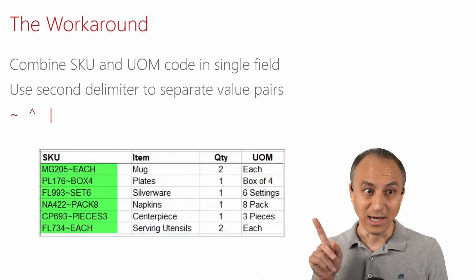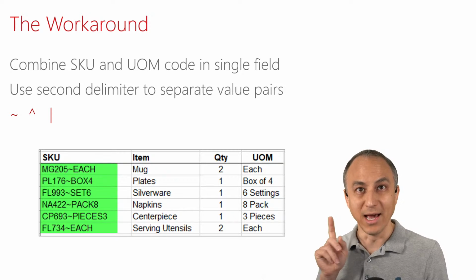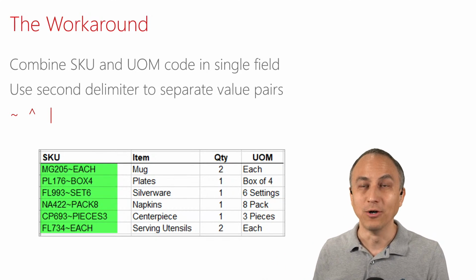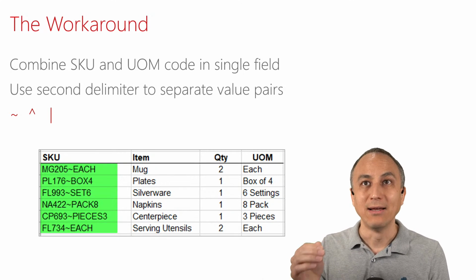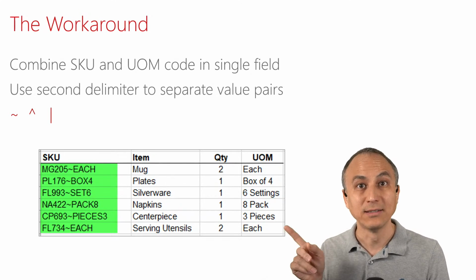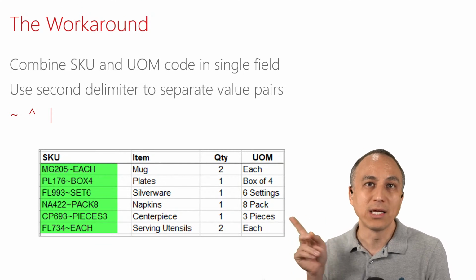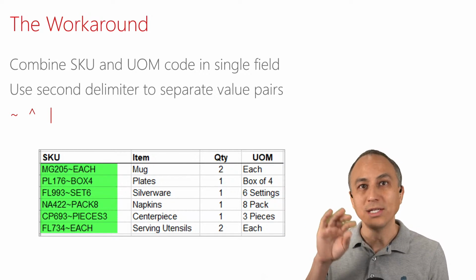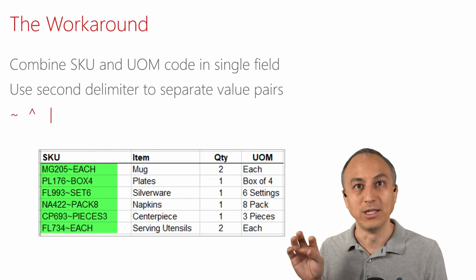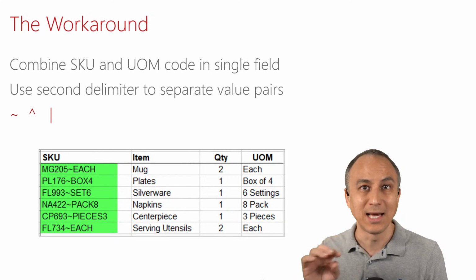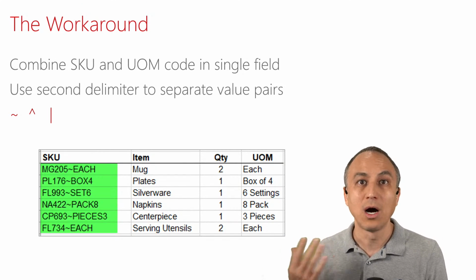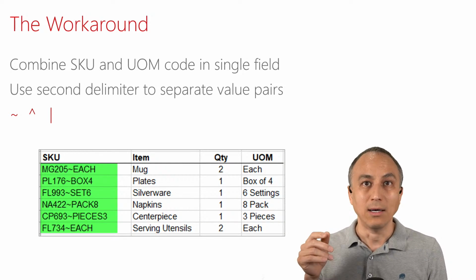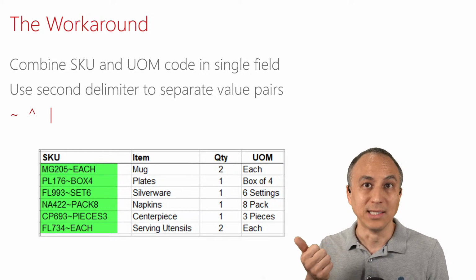And this field, highlighted in green, can be exported as part of the order export coming out of the e-commerce website. So now I can get MG205 tilde each. Oh, and I've listed 3 common characters that you might use for this second delimiter. So this is all coming down as a comma delimited CSV file, right? So it's just a text CSV file. So I can't use commas to separate the SKU and the unit of measure. So a popular one that I like to use is the tilde.